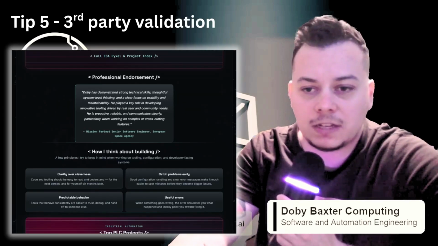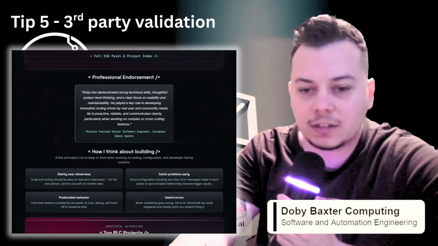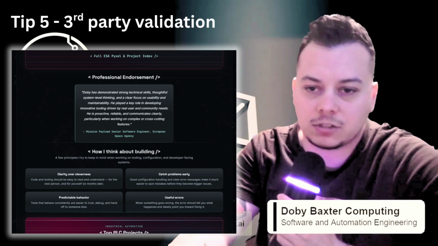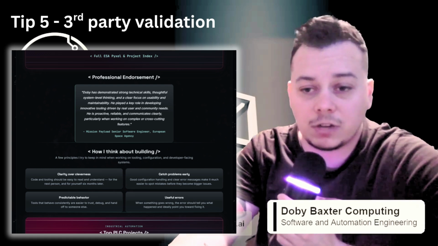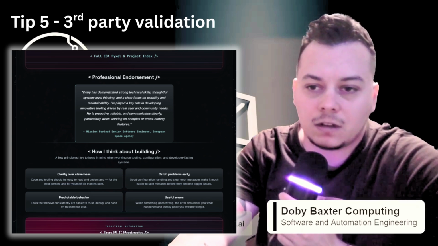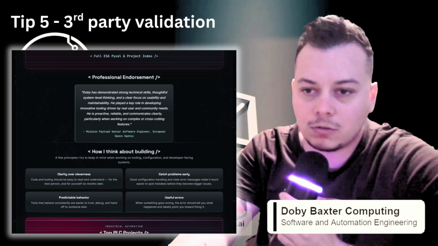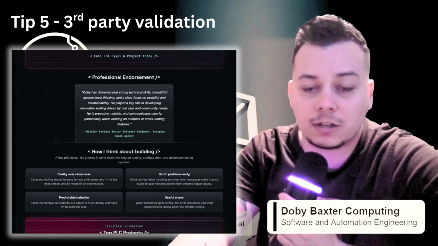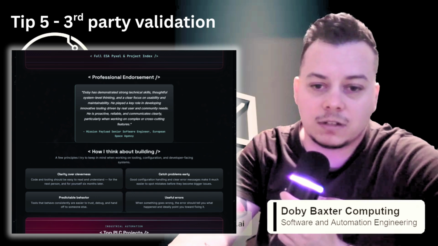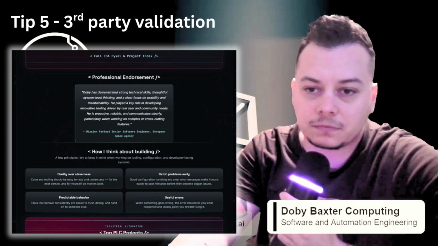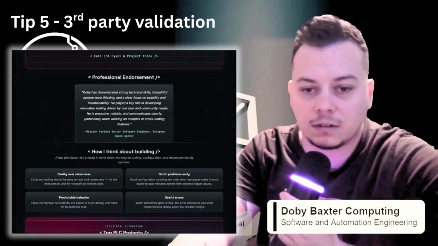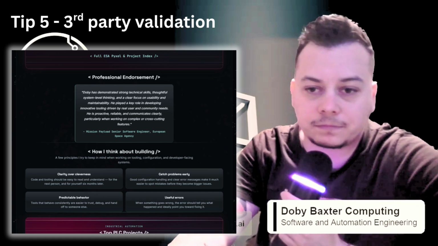Tip number 5 is include third-party validation where you can. A reference from someone other than yourself lowers the reader's evaluation risk because the signal isn't self-reported. So that's a short, specific quote from, it could be a collaborator, a coworker, or even a teacher, course tutor, etc. So either way, somebody outside and apart from yourself.